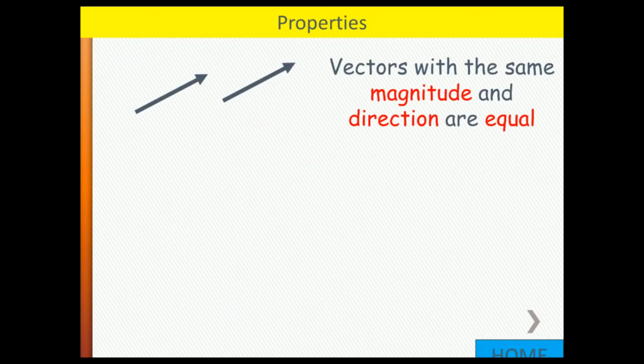Let's look at some of the properties. Vectors with equal magnitude and direction are equal. So even though they mightn't appear in the same place in the diagram, if they're exactly the same size and the same direction, then they're equal.